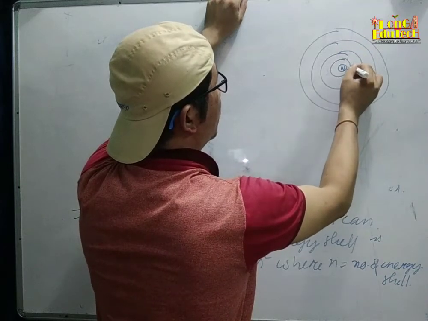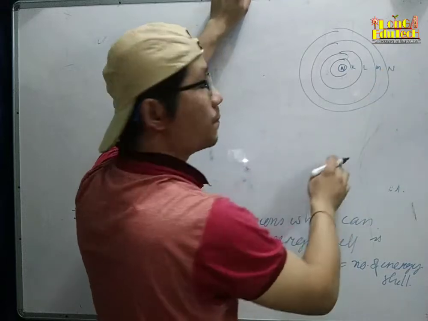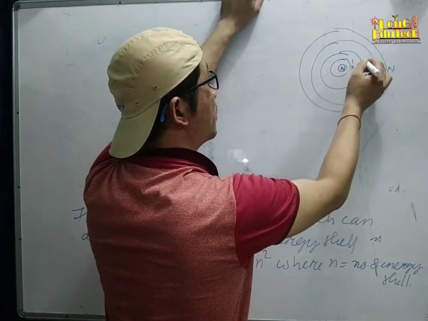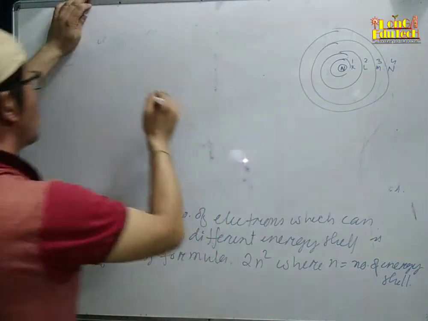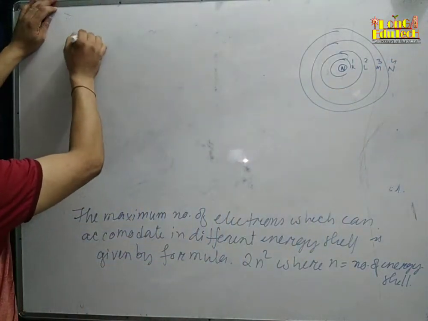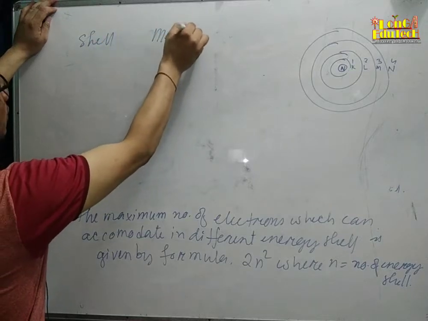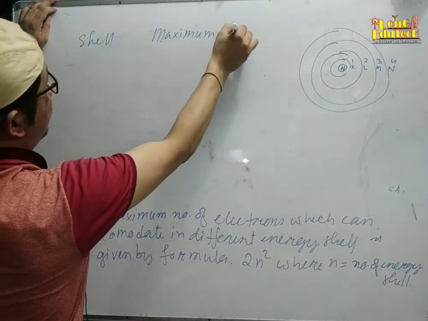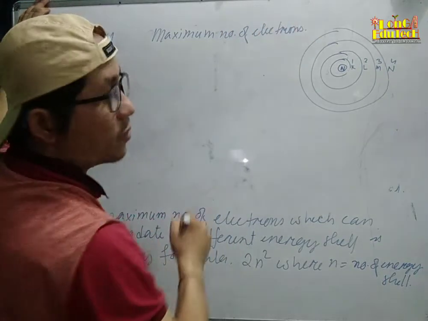So this is the first cell, K. This is L, this is M, and N. K is the first cell, L is second, this is third and fourth. Here, we will look at the maximum number of electrons which can be accommodated in each cell.